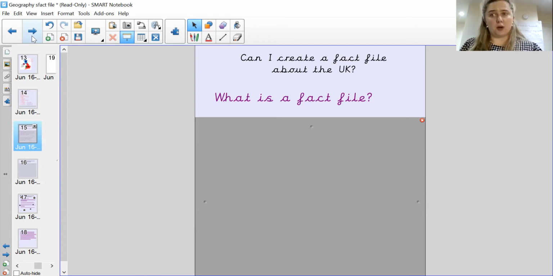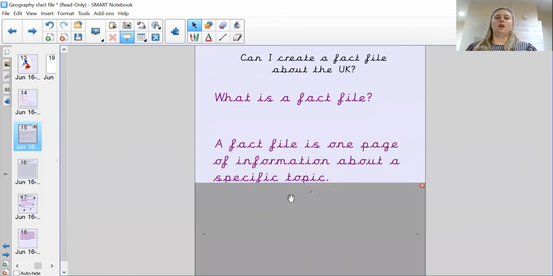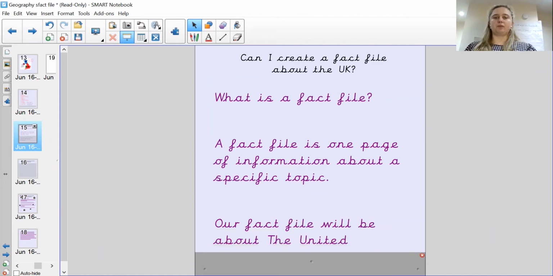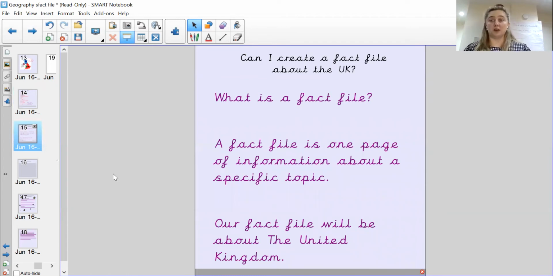First thing we need to figure out though is what a fact file is. So let's find out. What is a fact file? A fact file is one page of information about a specific topic. So it's one page of information that has lots and lots of different pieces of information on, all telling you about one topic. And ours is going to be the UK. Okay, our fact file will be about the United Kingdom.